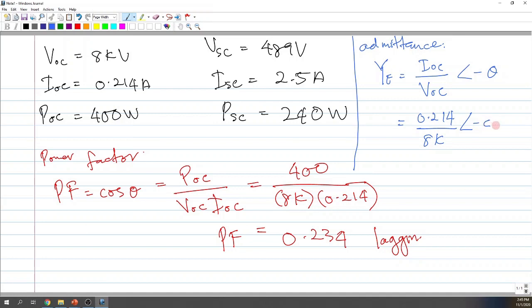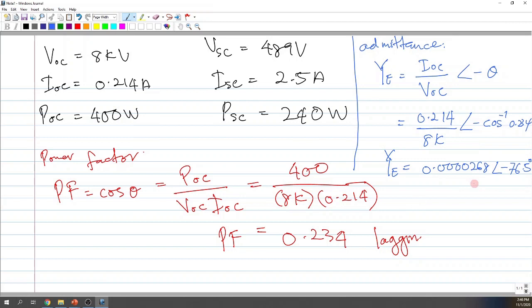So kita cos terbalikkan dia. Cos negatif 1 of 0.234. Okay. So kita akan dapat 0.00000268. Angle dia adalah negatif 76.5 degree. Okay. Dia punya angle. So ini adalah YE.